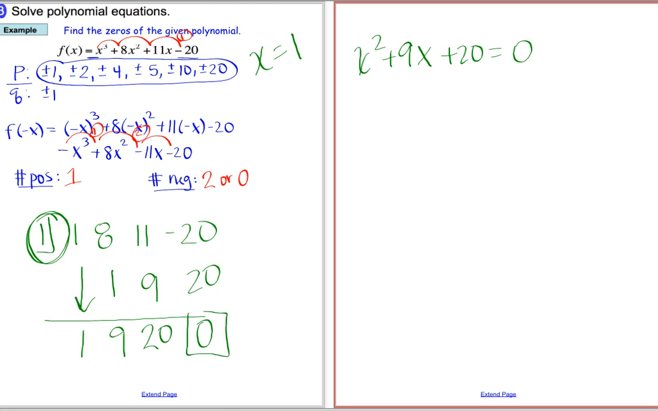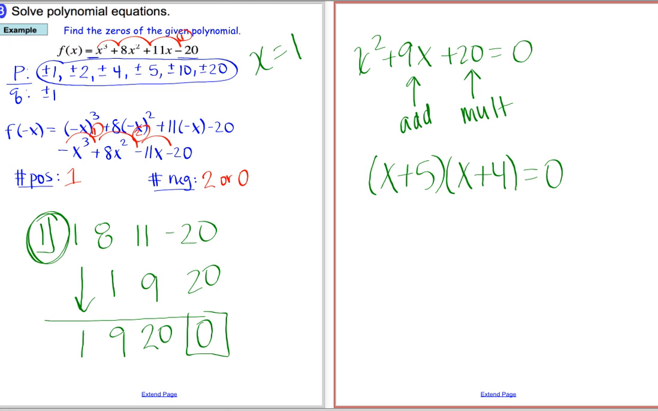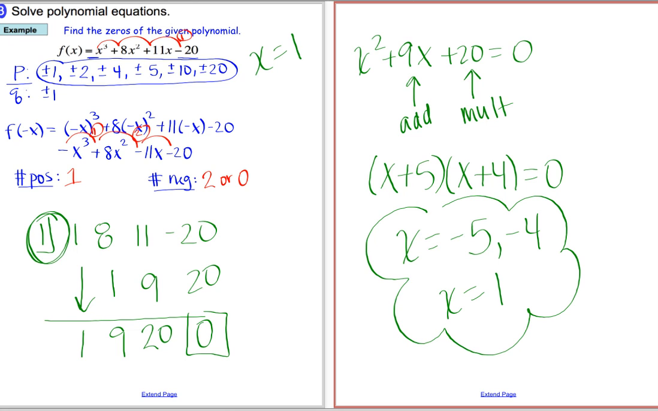I'm looking for 2 things that multiply to negative 20 and add to negative 9. Or I'm sorry, multiply to positive 20 and add to positive 9. And that's pretty easy because it's just 5 and 4. The zero product property then would tell me my other 2 zeros are negative 5 and negative 4. And then of course we had the x equals 1 from earlier. And there's the solutions to our equation.